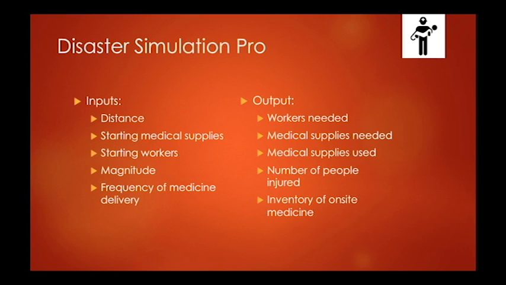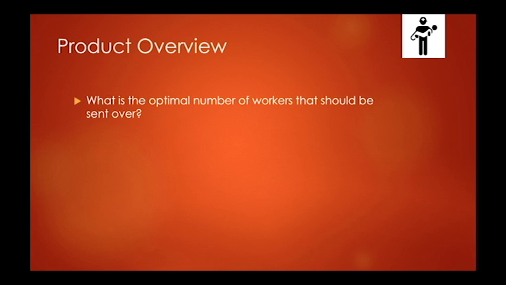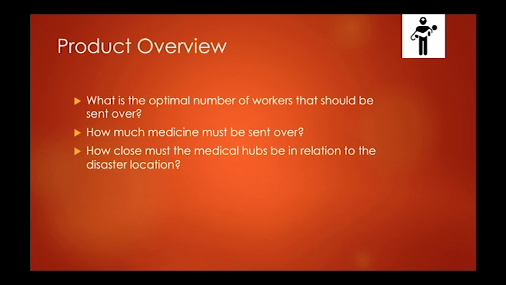By adjusting the various inputs, the user can easily carry out sensitivity analysis to determine the necessary resources for different circumstances. This is helpful because it allows the user to better understand how to prepare for various natural disasters. With this in mind, there are three main considerations that the product takes into account. What is the optimal number of workers that should be sent over? How much medicine must be sent over? And how close must the medical hubs be in relation to the disaster location?